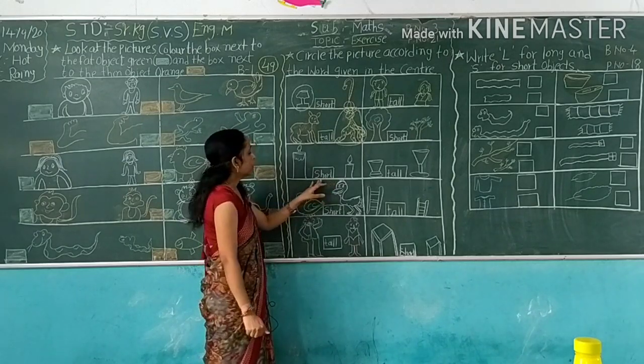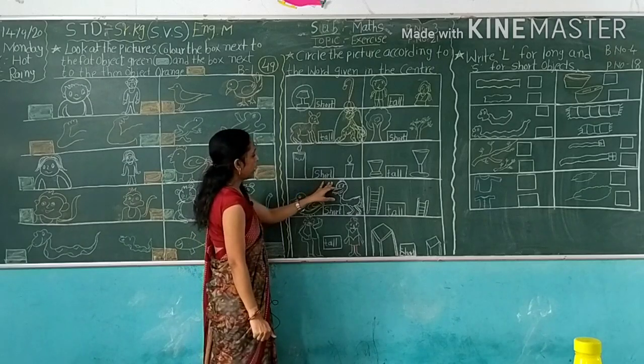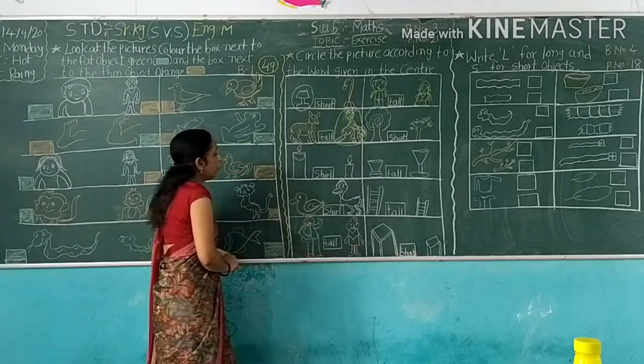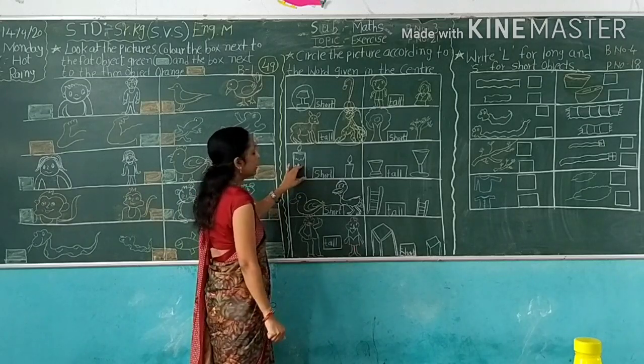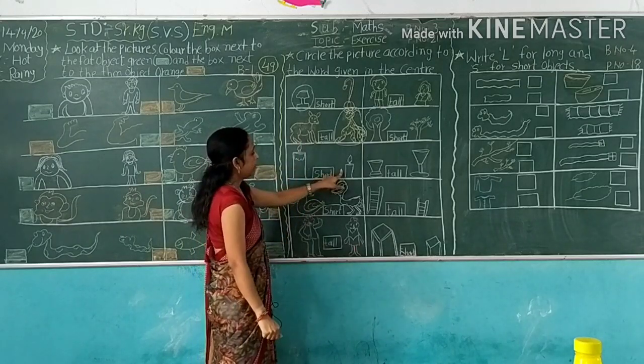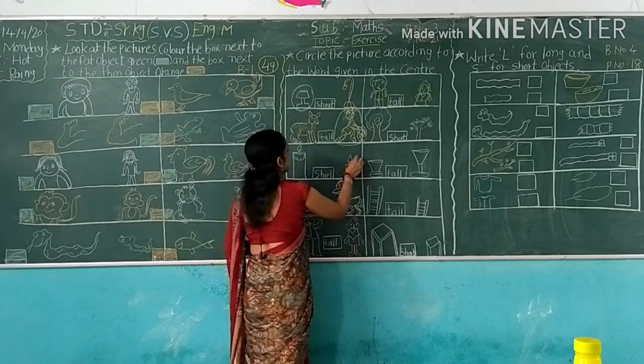And look here. S-H-O-R-T, short. Read this word properly. S-H-O-R-T, short. So which object is short? This? No. This object is tall. And this object is short. So circle the short object.